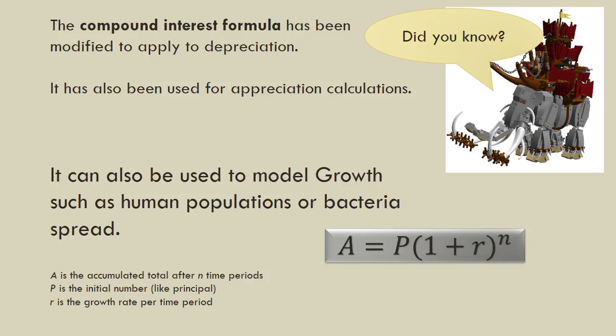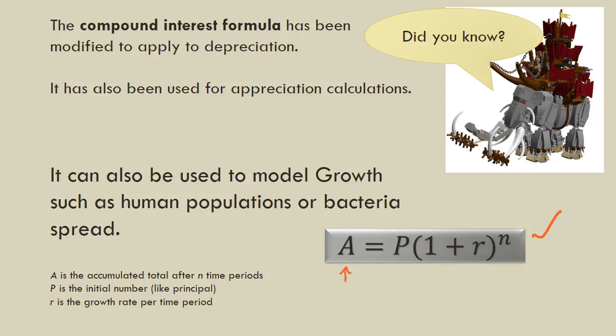All right, compound interest formula is one that we've visited a couple of times. We've modified it to apply to depreciation questions. We've applied it to appreciation calculations where things go exponentially up or down. But it can also be used to model growth, such as population growth, bacteria growth, anything like that. And you can see it's the same formula just there, very similar to what we had before. We just need to know that the terminology is slightly different.